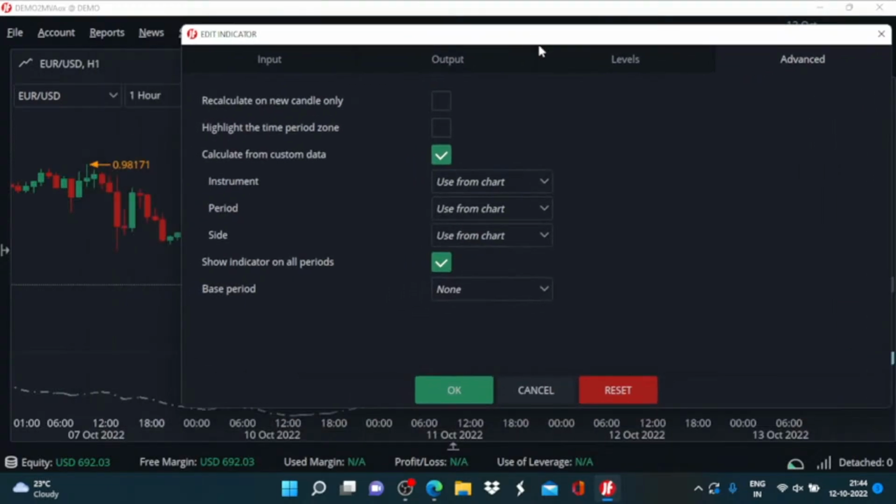If you want the instrument to be same as the chart, to have this indicator plotted on all the instruments, you can use the instrument from the chart. But if you don't really want this indicator on other instruments, then you can simply specify the EUR/USD to be the only instrument for the indicator, and only for EUR/USD you will have this plotting.